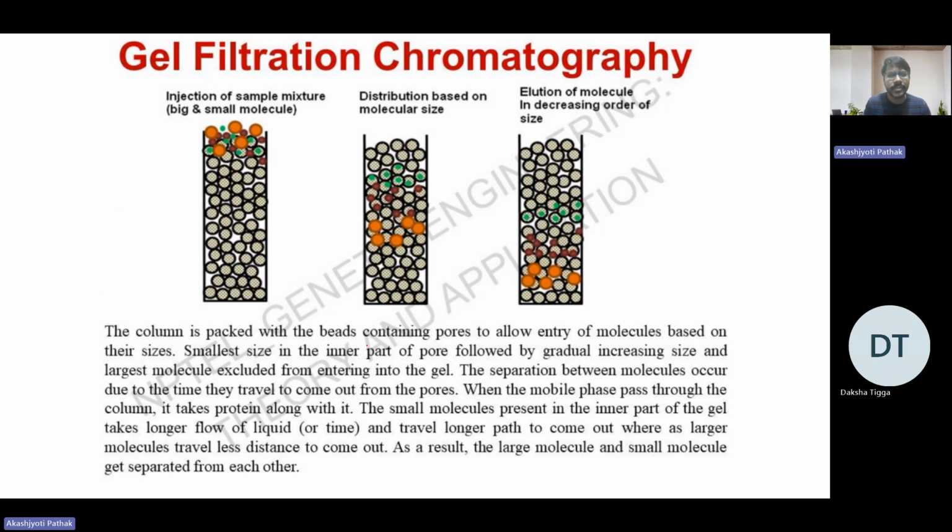So the column is packed with beads containing pores. These beads basically have pores, and these pores allow the entry of molecules based on their size. So the smallest size is in the inner part of the pore, followed by gradually increasing size, and large molecules are excluded. So you can read this. The same thing is written over here. The large and small molecules are getting separated because the large molecules are moving faster since they have to travel less distance, while the ones having small size traverse the entire pore size, and as a result, they are getting eluted later.